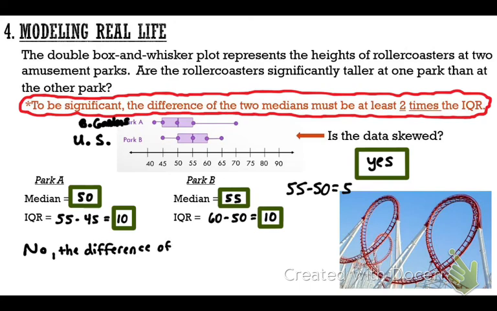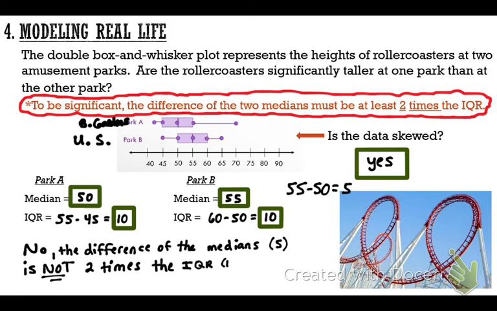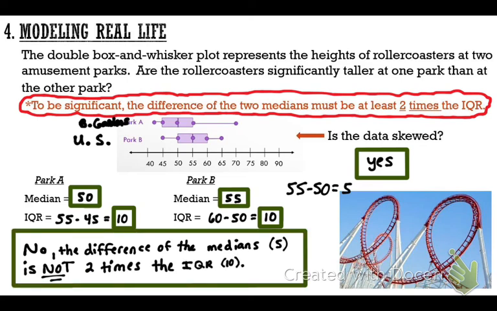And I want you to write this down. We're explaining why. The difference of the medians, which we decided was only 5. Remember, we did 55 minus 50. Is not, I'm going to underline that twice so you understand, it is not 2 times the IQR. And the only way that it would be significantly taller is if it was 2 times what we came up with of the IQR.